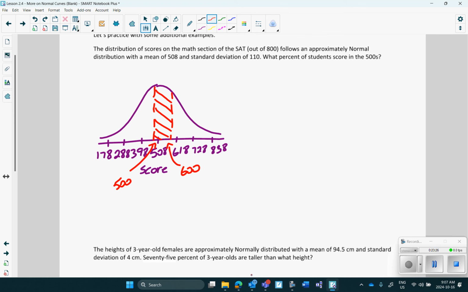Can we do the percentages again? Will this be percentage? Yes. Okay. So we've established that we're doing normal CDF. So normal CDF.